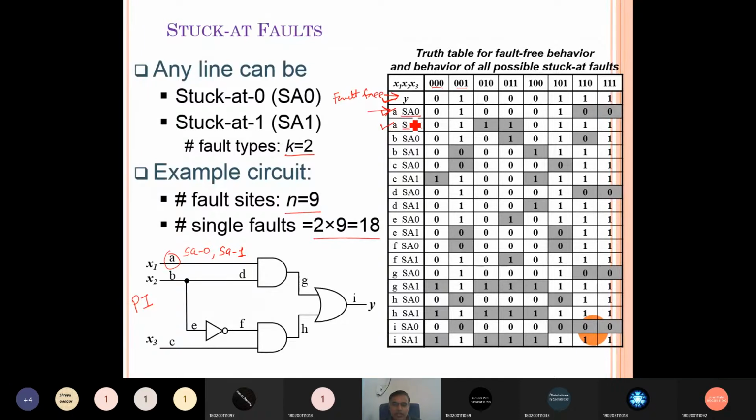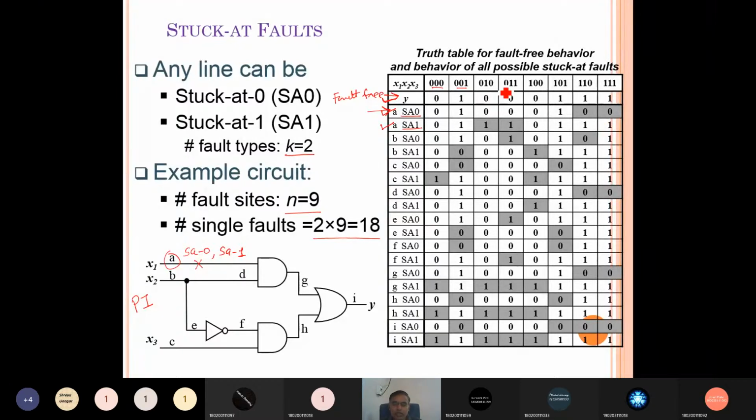The third row is when the stuck-at 0 fault on line A is present. So this is the output we get if we keep the stuck-at 0 fault present on line A and find the output for the different inputs x1, x2 and x3. That is written in the third row of this table.